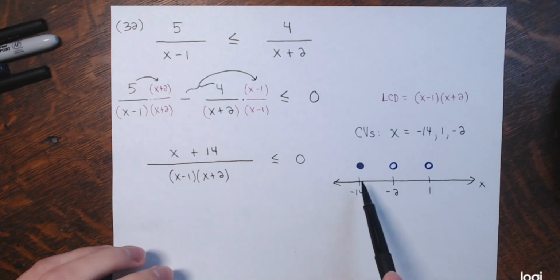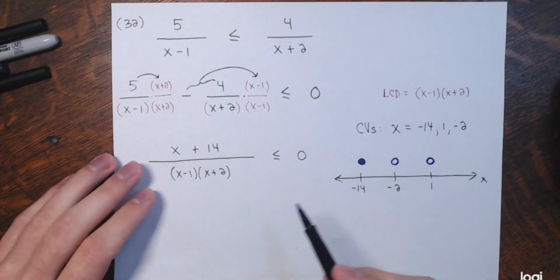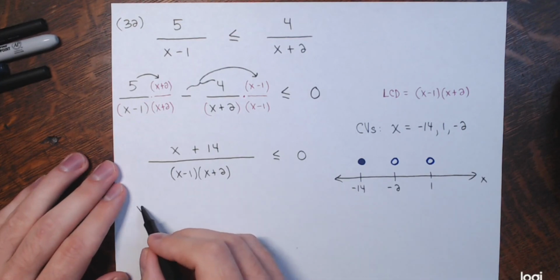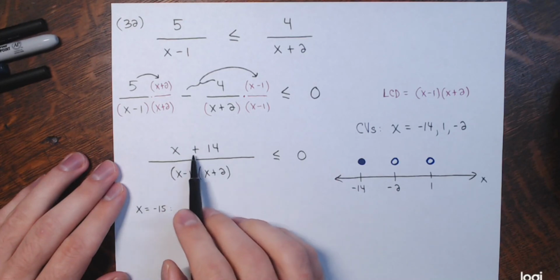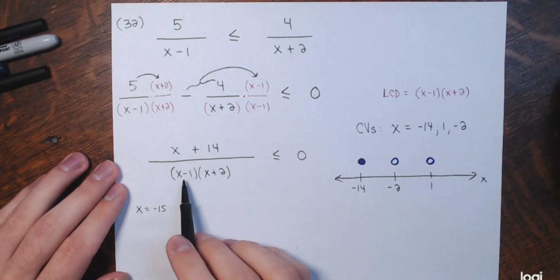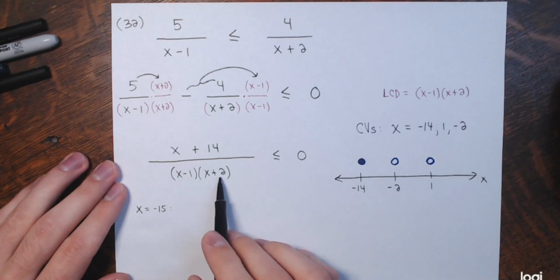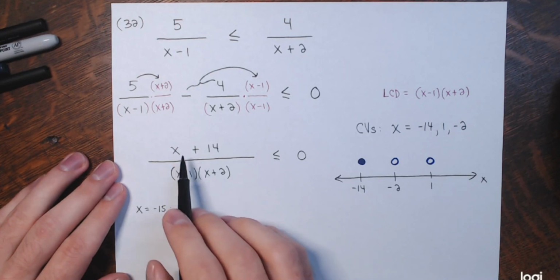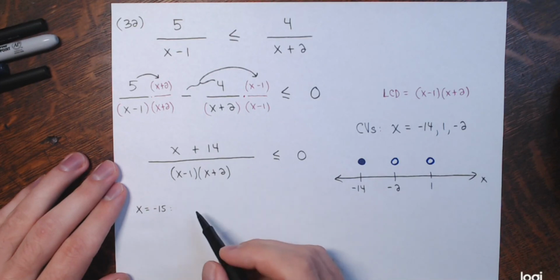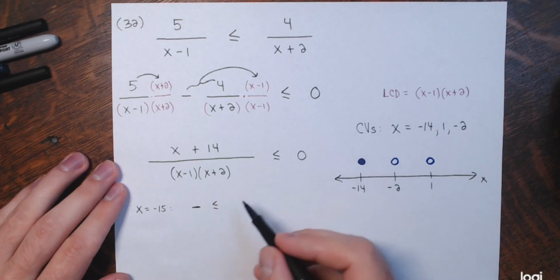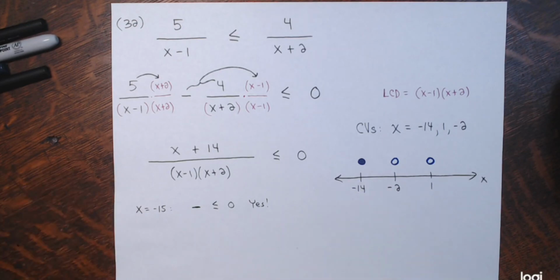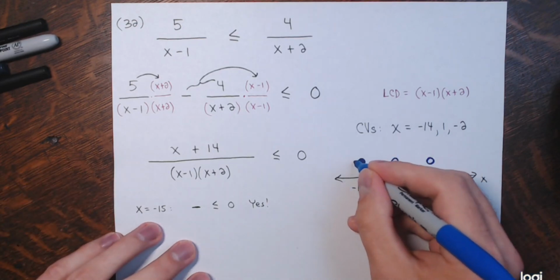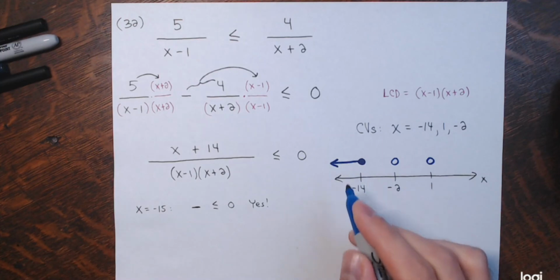And then I test the intervals around these, right? So to the left of negative 14, how about negative 15? Well, you'd have a negative numerator. Then the denominator, you'd have a negative times a negative, which would be a positive. So negative numerator, positive denominator, making the number on the left side a negative number. And then you have is less than or equal to 0. Is a negative number less than or equal to 0? Yes. So these numbers to the left of negative 14 are solutions. And I'll mark that off.